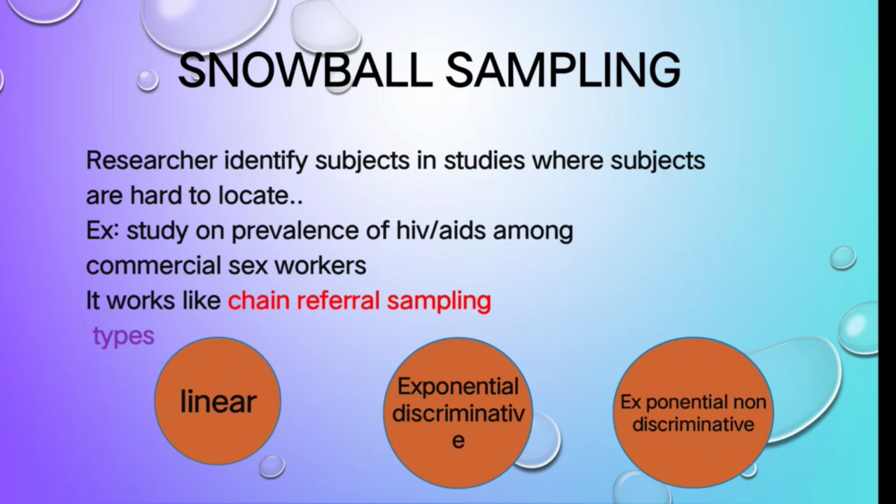Here what happens is we cannot find the commercial sex workers very easily. So they will refer other persons according to their profession. They will refer the other persons. That is known as chain referral sampling. That is snowball sampling.